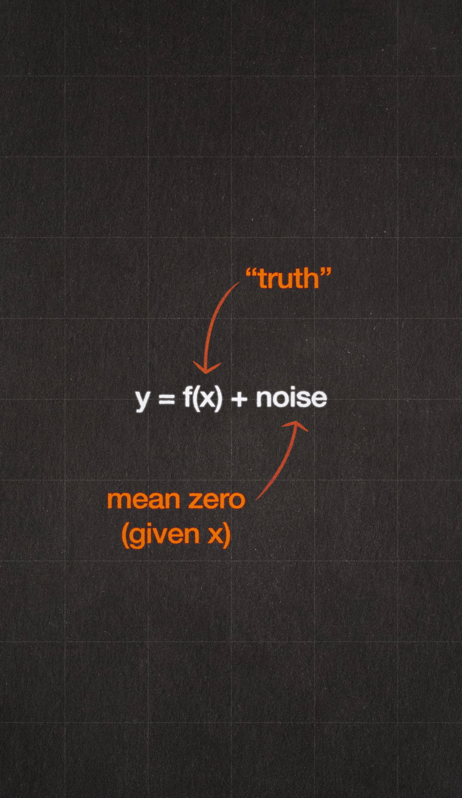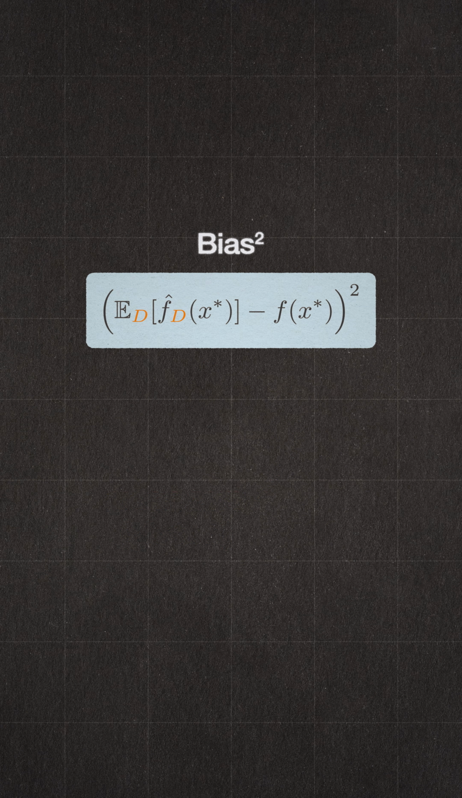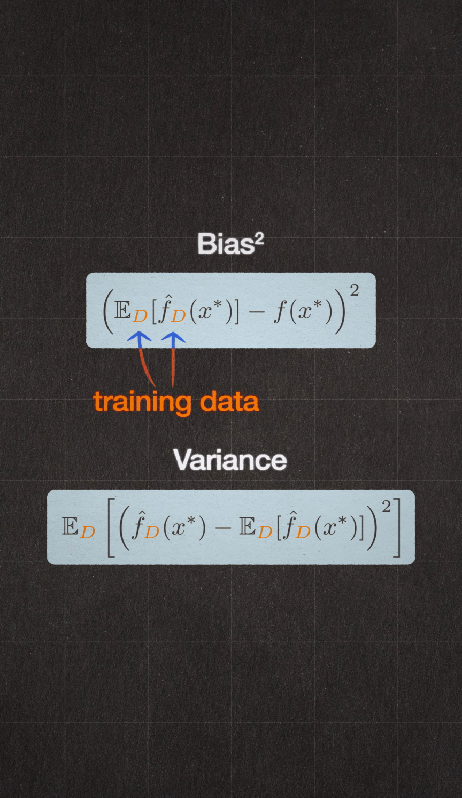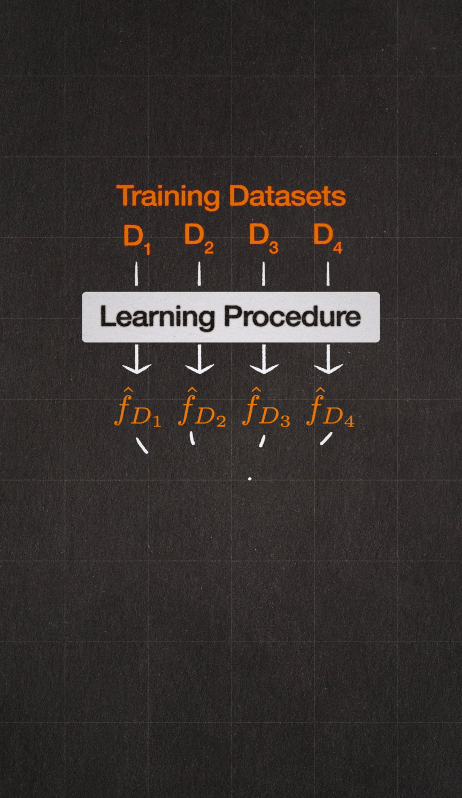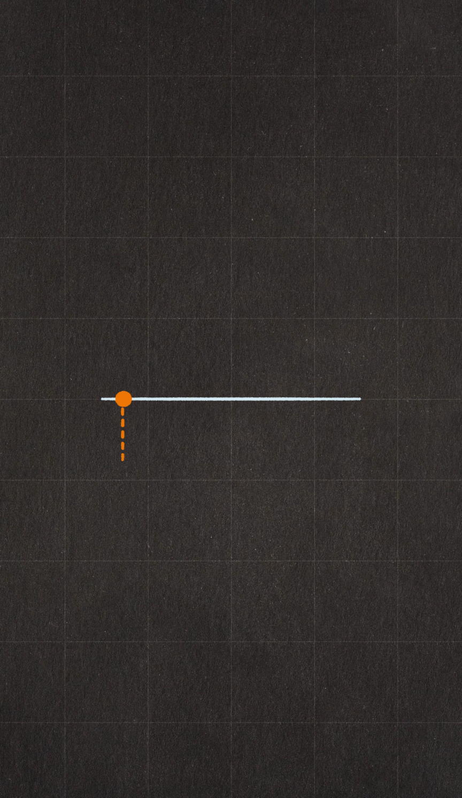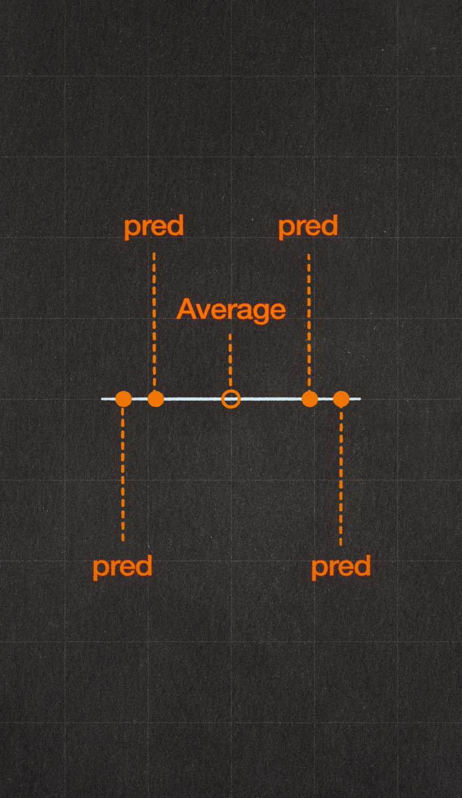With this setup, for any given x*, the bias is the difference between the average prediction of models trained on different datasets and f(x*). The variance term, on the other hand, measures how much these predictions change as we vary the training dataset. You can think of it like this. If we apply the exact same learning procedure to different training datasets, we'll generally end up with different models. And for any given input x*, each of these models will produce a prediction. The bias describes where the average of these predictions falls relative to f(x*), while the variance describes how spread out these predictions are.